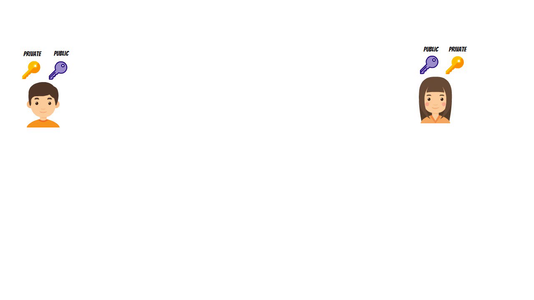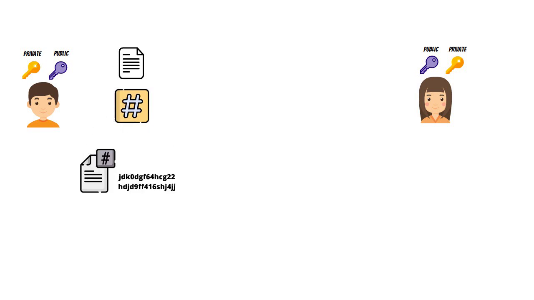Let's see what happens in detail. Bob hashes the message with his private key to create a signature/hash output, then puts it in a file along with the message, and finally encrypts the file with Alice's public key and sends it to her.